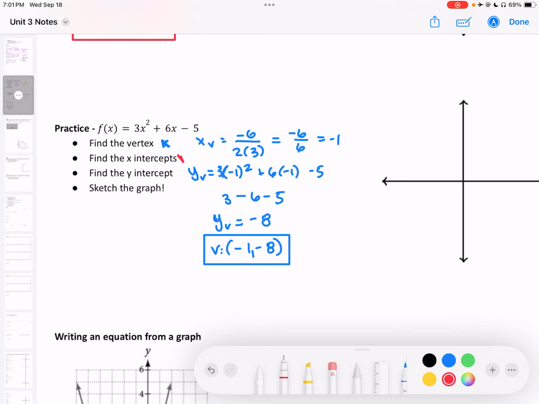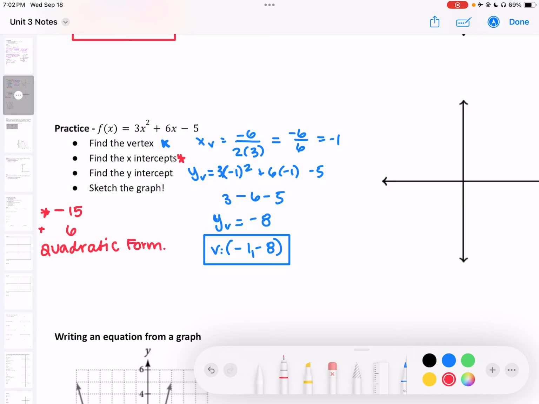For our x-intercepts, we are going to multiply to -15 and add up to 6. I'm trying to think of numbers that can do that, and I'm not coming up with anything, so we might need to use the quadratic formula. Let me think here briefly. 1 times 15 won't work, and 3 times 5 won't work. Yep, so this might be a quadratic formula situation.